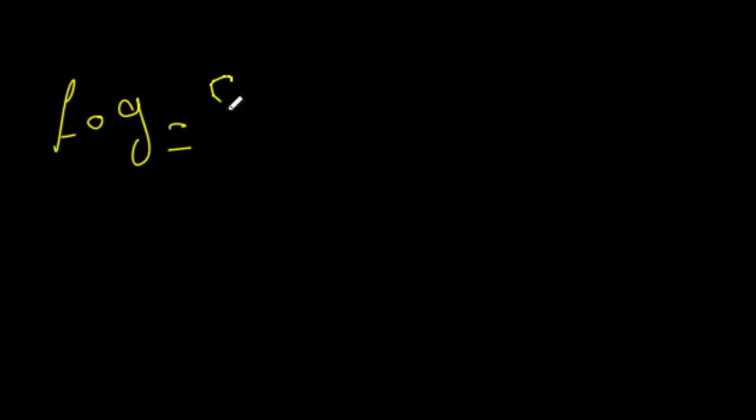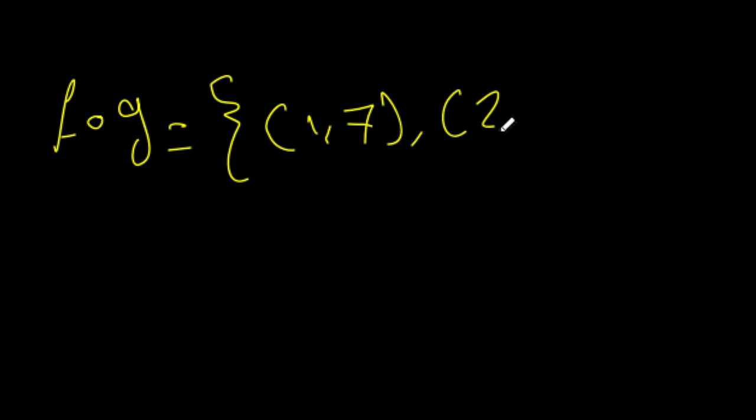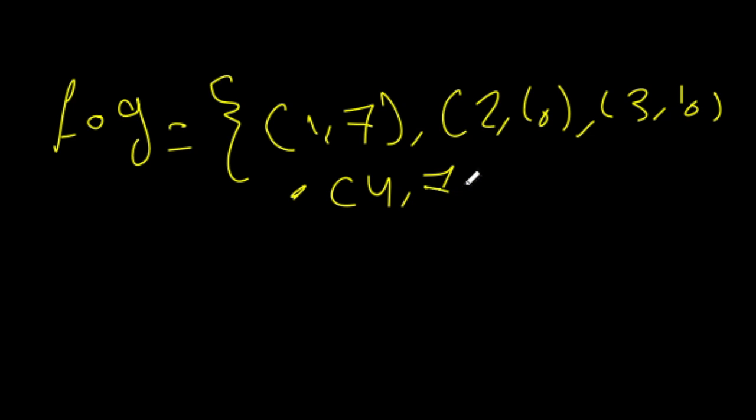This gives me that the composition f composition g is equal to 1 and 7, because I start with 1 and end up with 7. Then I have 2 and 10, because I start with 2 and end up with 10. Then I have 3 and 10, and then 4 and 7. And this is f composition g. Okay, guys? Do you have the same answer as me?